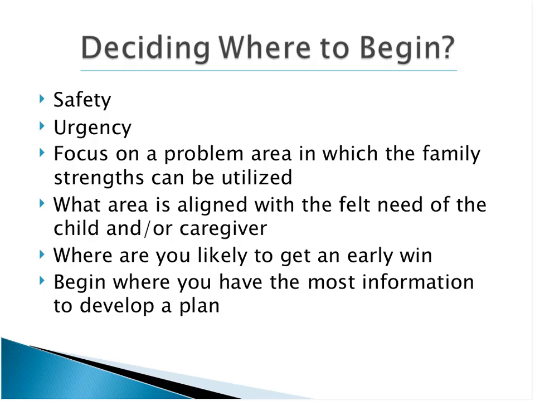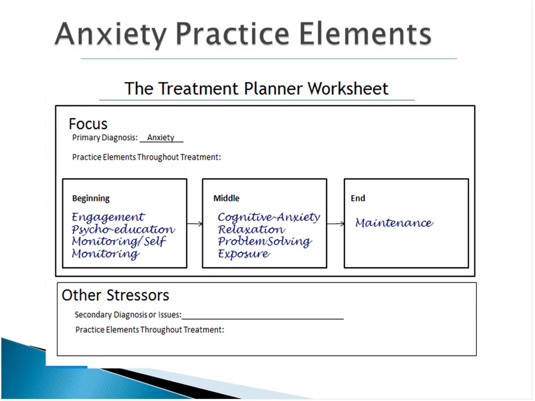So realistically, you're going to be looking at anxiety practice elements. This is a treatment planner worksheet. Again, if you think about treatment as a process, when somebody comes in, typically the first 2 or 3 sessions are related to assessment. What we're doing is we're gauging somebody's level of risk, what's going on in terms of symptoms, and what do they want out of treatment. We need to have some engagement throughout that, and the beginning part of treatment really is the engagement, the assessment, psychoeducation, monitoring, and self-monitoring. Those practice elements, or I call them clinical interventions, should happen at the beginning stages of treatment.